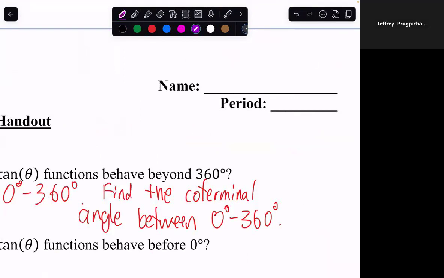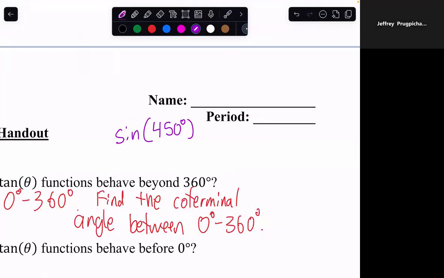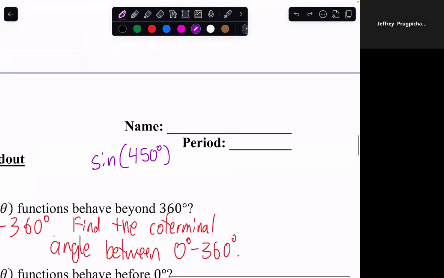That means that if I were to ask you, what is the sine of, how about, 450 degrees? This is not on our chart, but what you can do is first find the coterminal angle between 0 and 360 degrees. If you remember coterminal angles, you add or subtract a full circle. In this case, we would subtract a full circle. So 450 degrees and 90 degrees are coterminal.